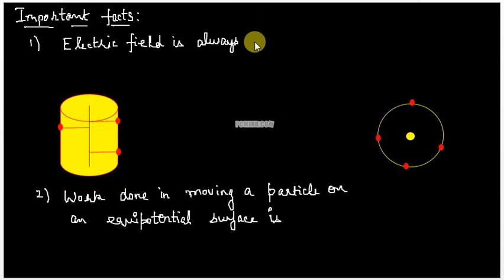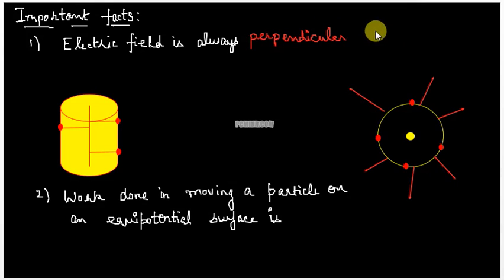There are two important facts you need to take care of when you're dealing with an equipotential surface. The first one is that the electric field is always perpendicular to an equipotential surface. So if we have an equipotential surface, the electric field lines will be going out like this. That will always be perpendicular to that surface, right? So you can write down that the electric field is always perpendicular to an equipotential surface.